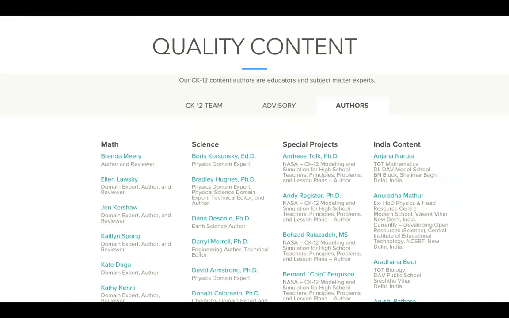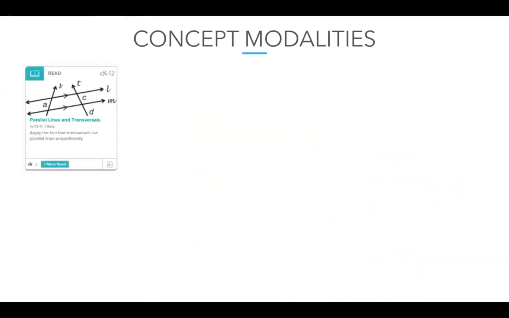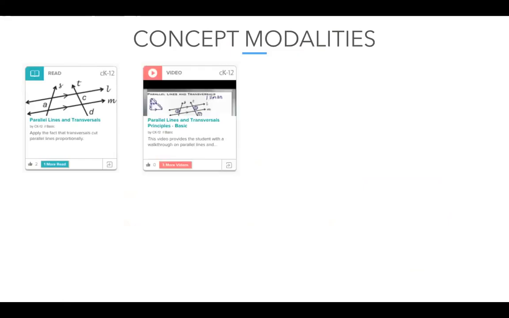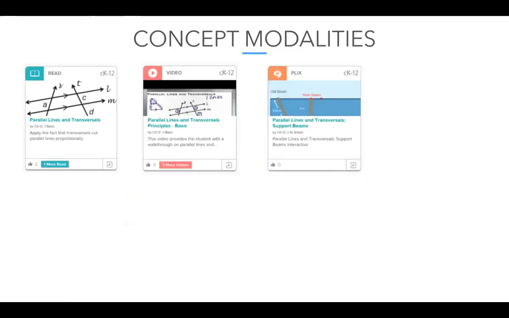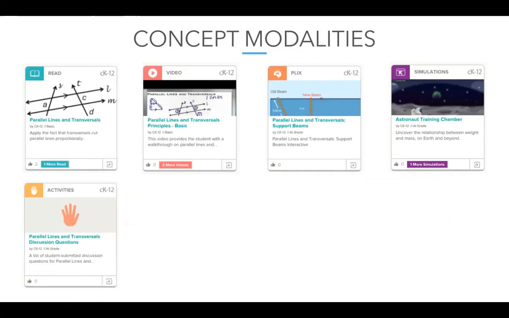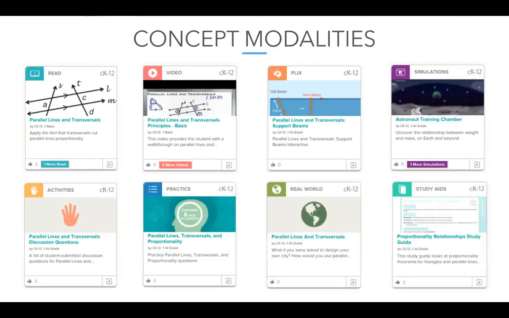And while we are like traditional publishers in the creation of our content, one of the benefits of using a FlexBook is the ability to customize with interactive modalities, with videos, with resources you curate from other sources, all of these bringing your content to life.